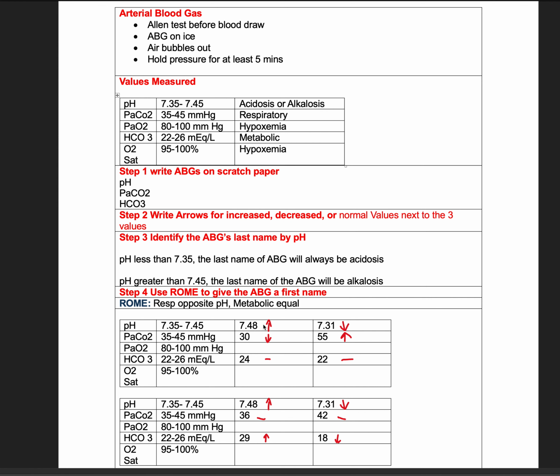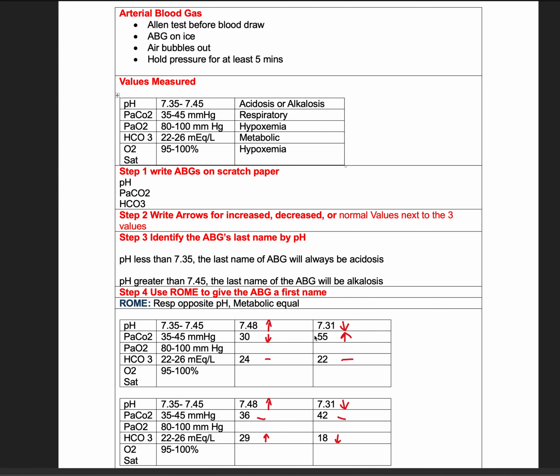So again, the pH is alkalotic. I put an up arrow. The respiratory component is the PaCO2. I put a down arrow. Since these arrows are going in opposite direction, this is respiratory alkalosis. Okay, so this patient may have like high anxiety. People with high anxiety hyperventilate and they blow off their CO2. So that's why the PaCO2 is so low, okay?